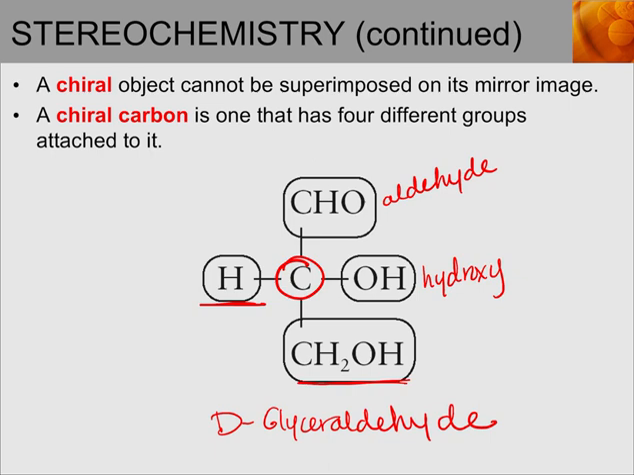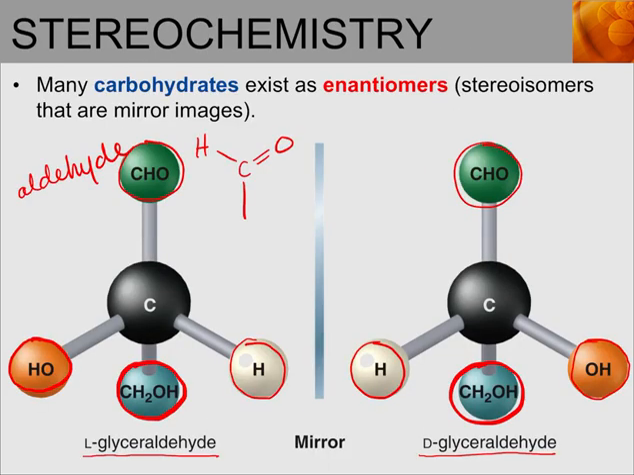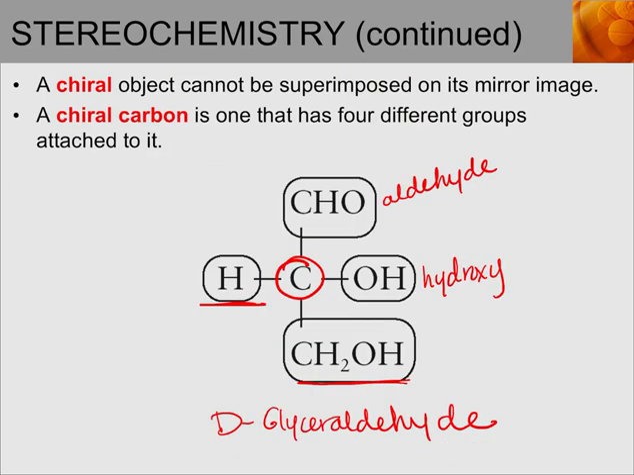So because these are all different, this is a chiral carbon, and that means that this molecule does have an enantiomer, where the OH and the H are flipped. And we saw that on the last slide. Okay, so we'll call this chiral. Has an enantiomer.